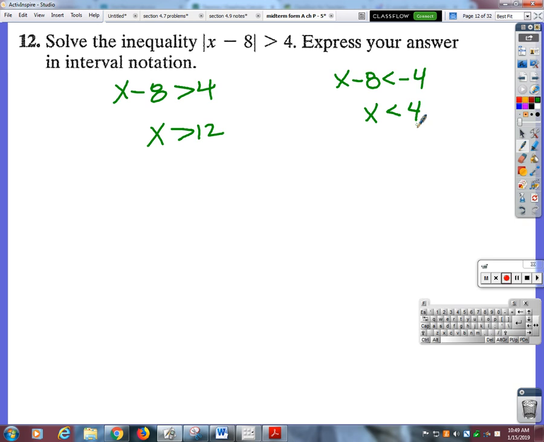So using interval notation for this, like it wants us to, x is less than 4 means that x could be from negative infinity to 4, and x is greater than 12 means x could be from 12 to infinity. That's why we're reviewing it.